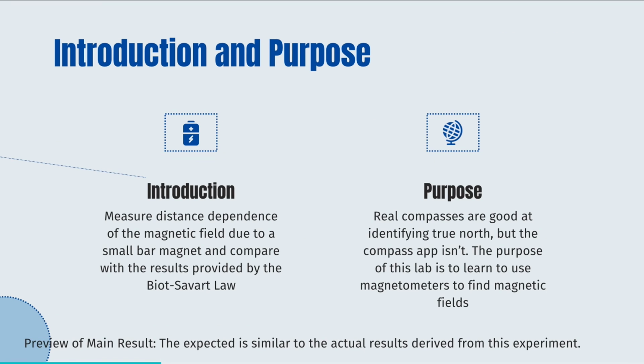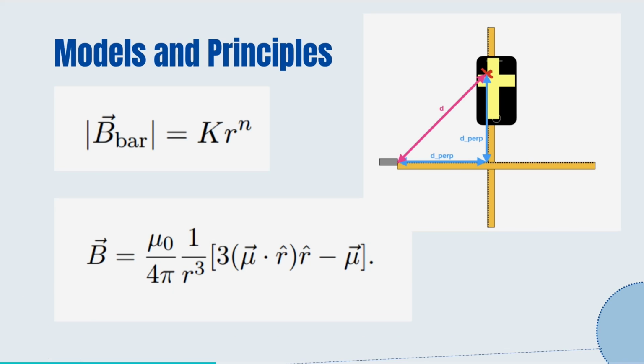So our introduction to this lab was we were supposed to measure the dependence of a magnetic field due to a small bar magnet and compare it with the results provided by the Biot-Savart law. And we did this with a phone app that had a magnetometer which collected magnetic fields. A preview of our main result was that what we expected was similar to the actual results, which means that the dependence that we expected from this lab was similar to the actual dependence provided by nature.